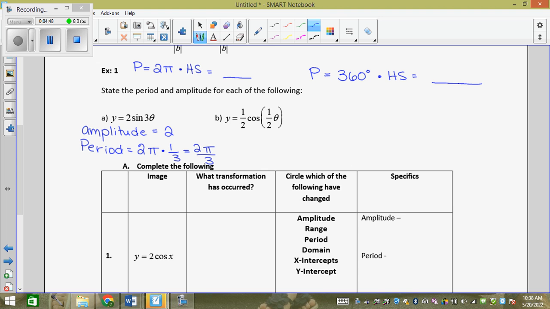So what's the amplitude of this one? The amplitude's 1/2 because it's equal to my vertical stretch. And the period, if I said it was in degrees this time, it would be 360 degrees, and then I multiply by the horizontal stretch, which is what? 2. Always flips. Some people are like, when does it not flip? Never. It always flips. So it's 2. So it's going to actually be 720 degrees.